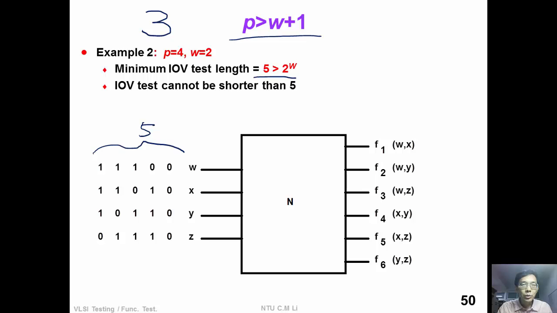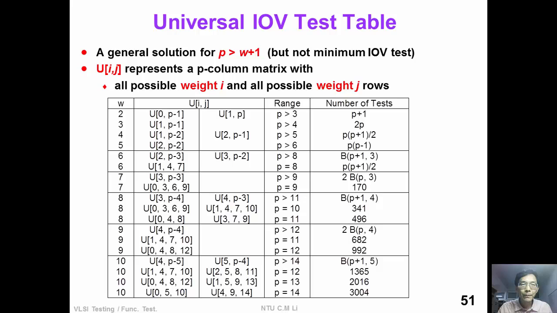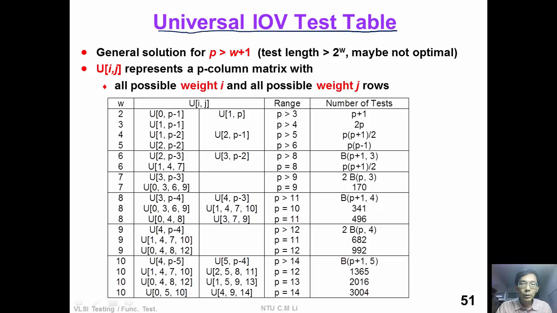So, what should we do to handle the circuit where P is greater than W plus 1? In this case, we can look up the table called Universal IOV Test Table. The Universal IOV Test Table provides a general solution for the circuit where P is greater than W plus 1. Please note that the test length of the solution provided in this table is greater than 2 to the power of W. This might not be an optimal solution.